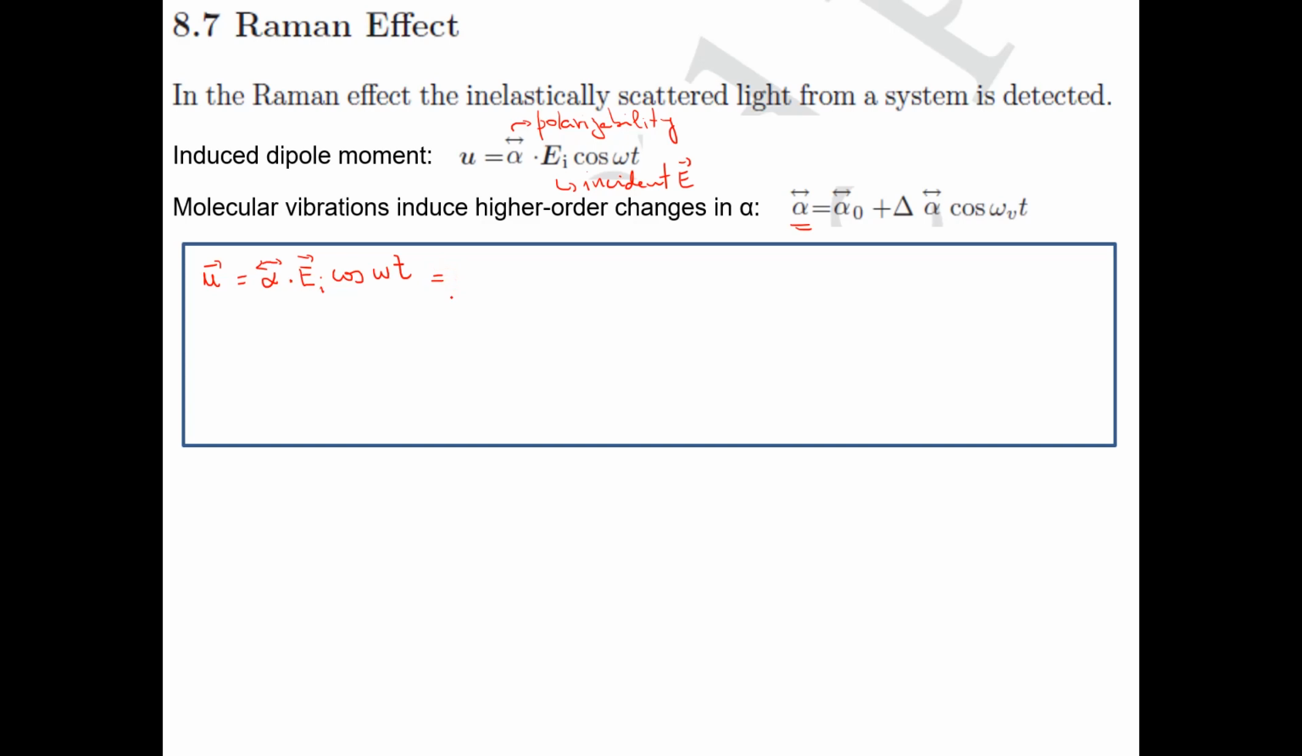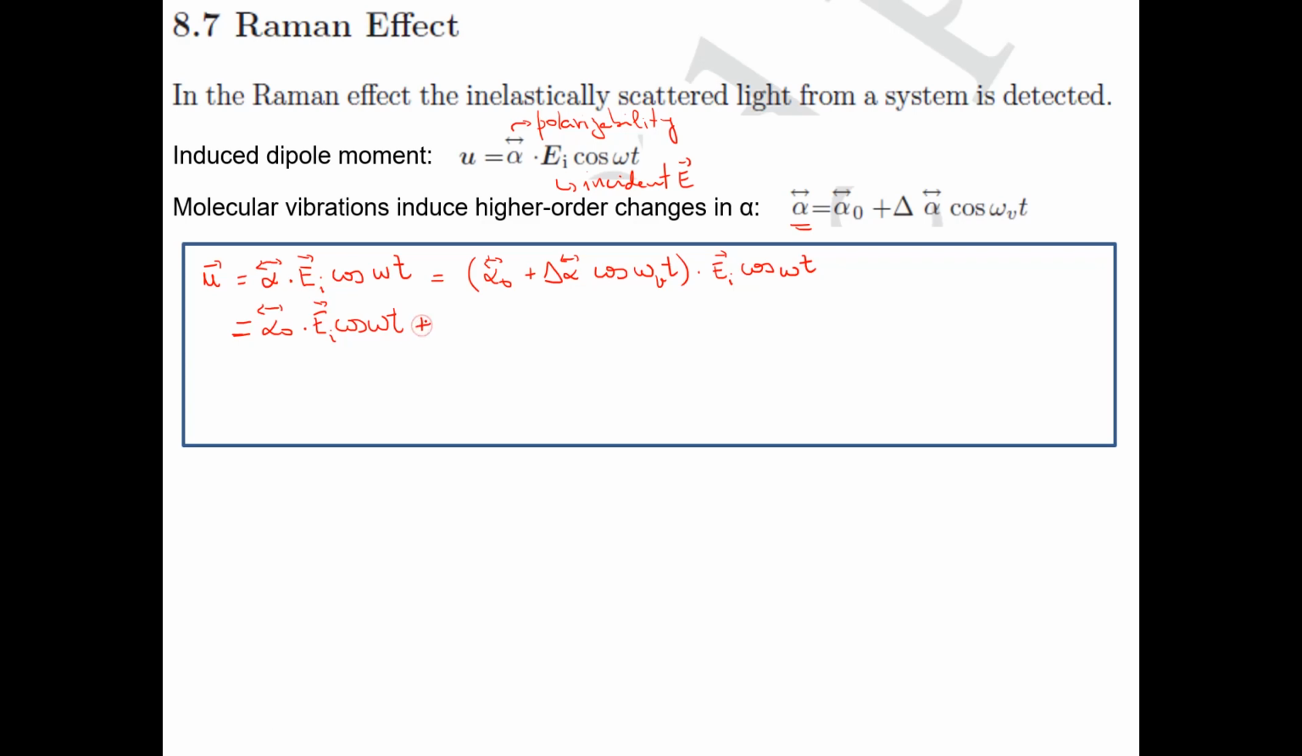So what you get is alpha 0 plus delta alpha cosine omega_v t, times E_I cosine omega t. Then you can write this in this fashion: there is a term alpha 0 E_I cosine omega t that oscillates with the same frequency of the incident radiation, the same frequency of the light. The induced dipole moment has a component oscillating at the same frequency of light.